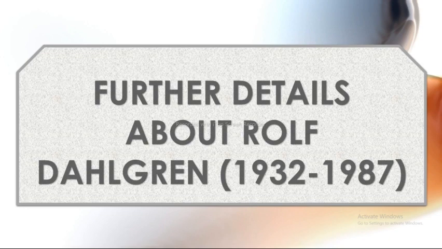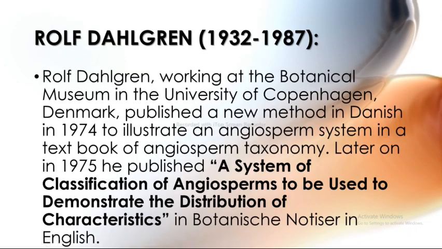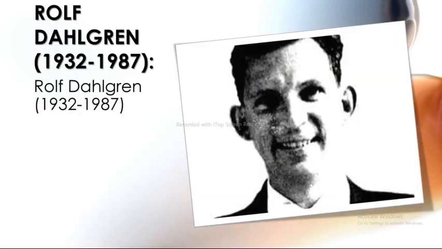Next I am going to discuss further details about Rolf Dahlgren, and the time period was 1932 to 1987. Rolf Dahlgren, working at the Botanical Museum in the University of Copenhagen, Denmark, published a new method in Danish in 1974 to illustrate an angiosperm system in a textbook of angiosperm taxonomy. Later on, in 1975, he published a system of classification of angiosperms to be used to demonstrate the distribution of the characteristics, in Botaniska Notiser in English. So this is Rolf Dahlgren. Time period was 1932 to 1987 as shown in the figure.